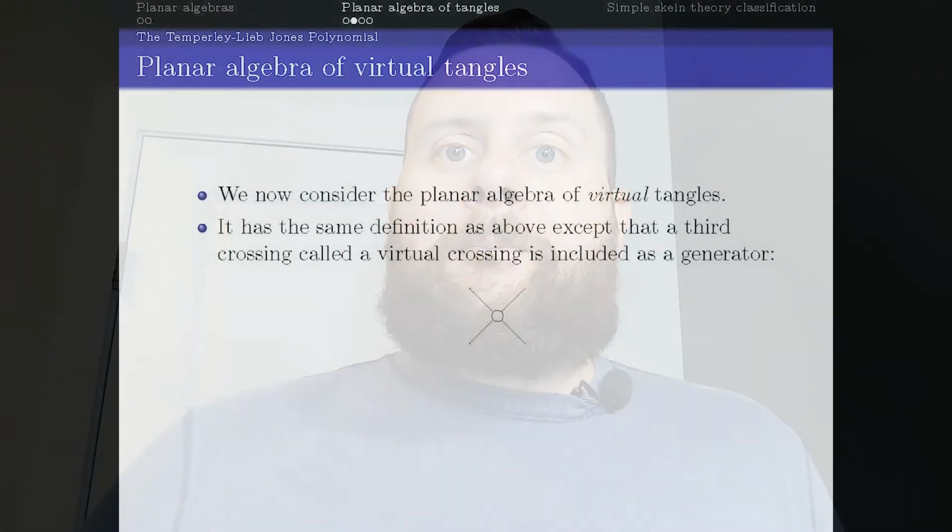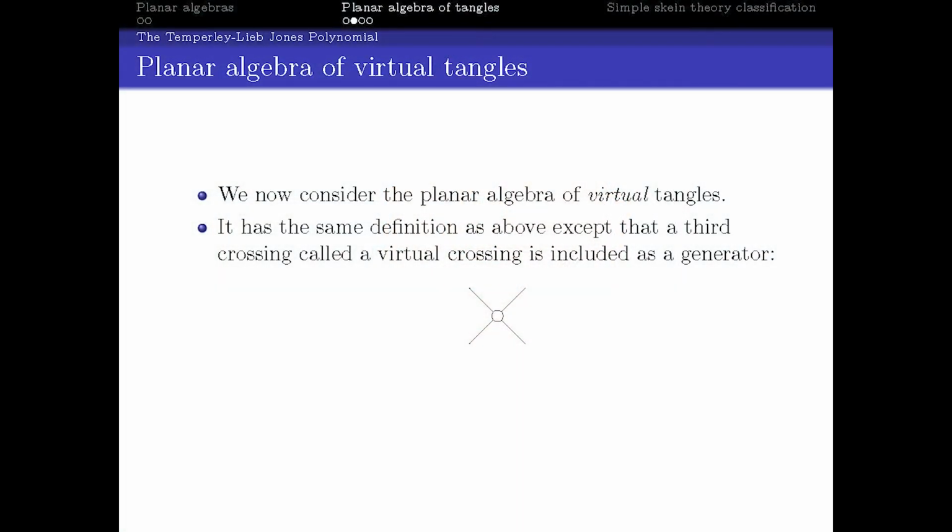But what we're focused on today and what you all are focused on in this seminar is virtual knots. So let's define the planar algebra of virtual tangles, and then we'll get to what I've been working on with classifying small quotients of that planar algebra. The planar algebra of virtual tangles has the same definition as before, except that we're adding a third crossing called a virtual crossing, which all of you in this seminar are familiar with, but we're going to include that as a second generator in addition to the overcrossing.